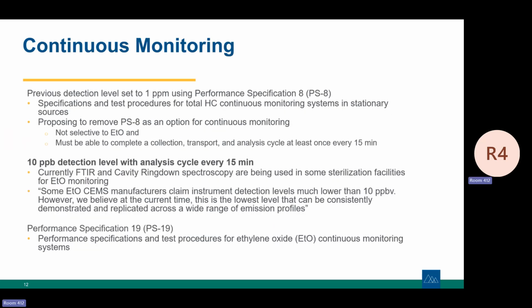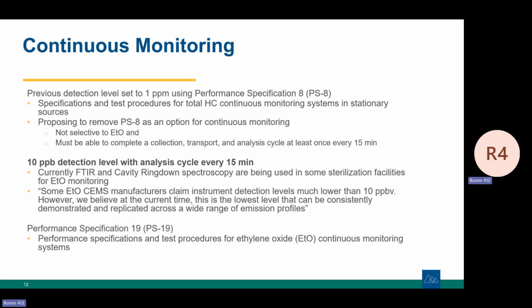So that brings us to the CEMS part, and then the PS19. Just a little bit of background. The previous detection limit was 1 ppm. So again, we can see that this is going to be a significant drop. It used PS8, which was for total hydrocarbons. It was not selective to ethylene oxide.